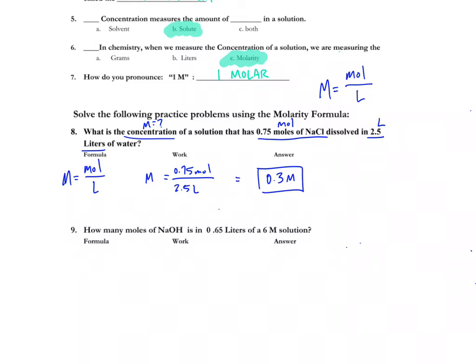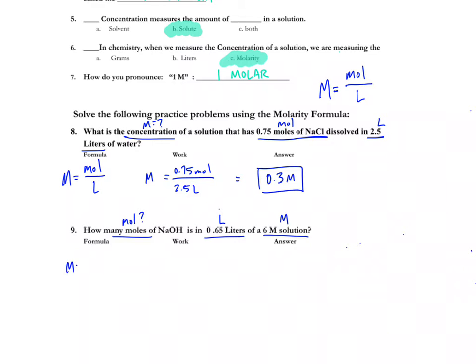Number 9, how many moles of sodium hydroxide is in 0.65 liters of a 6 molar solution? So let's look at what we've got. We've got 0.65 liters, that's measuring my volume. 6M, M stands for molarity. This is a 6 molar solution, so my concentration is 6 molar, which is M, and I want to know how many moles is that. So I'm solving for moles.